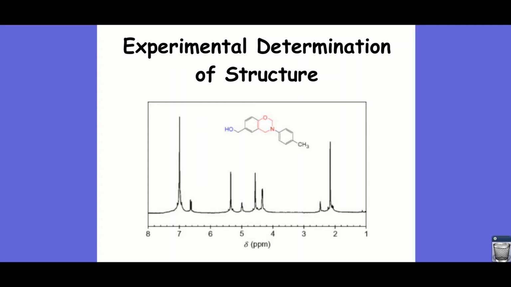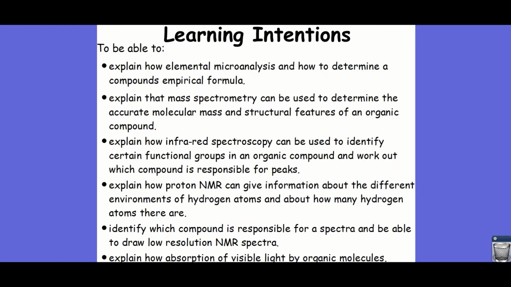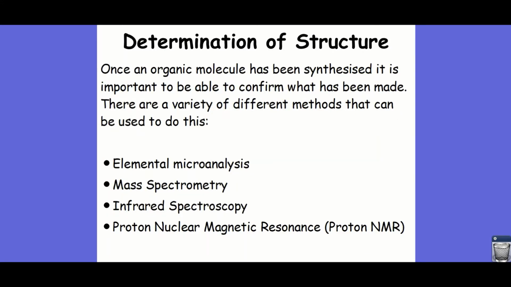So this week our focus is on the experimental determination of the structure of organic molecules, and this is really important because we can never be sure once we've carried out a synthesis reaction what our product actually is until we have tested it. So the whole point of experimental determination of structure is to confirm and verify what molecule we have synthesized. And there are various different methods that we can use in combination to do that.